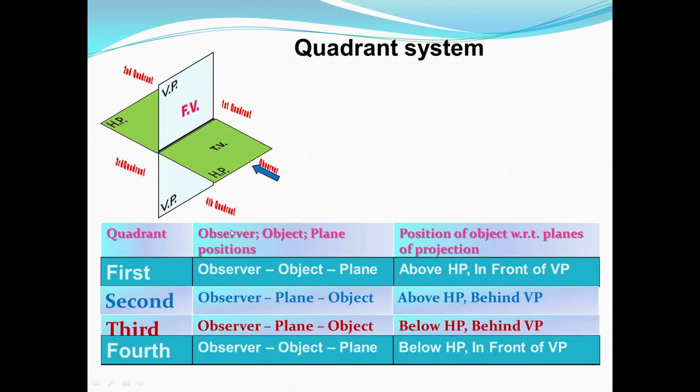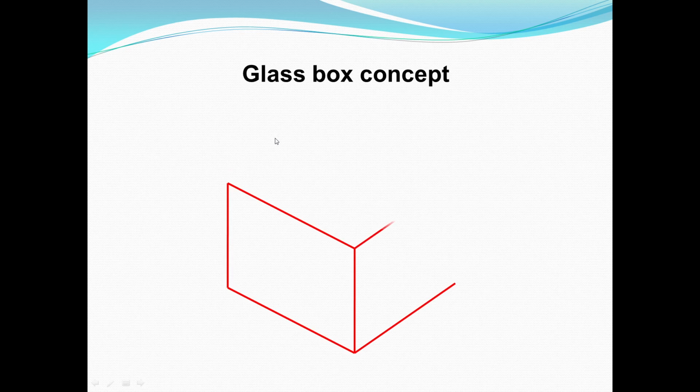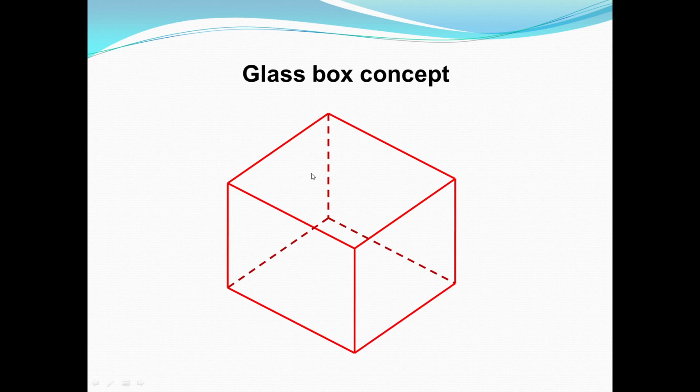So the combination of observer, object, and plane. If the object is in the first quadrant or fourth quadrant, we have the combination observer, object, plane for the front view. If the object is in the second quadrant and third quadrant, we have the combination observer, plane, and object. So this is the observer, this is the vertical plane, and here the object. Observer, plane, object.